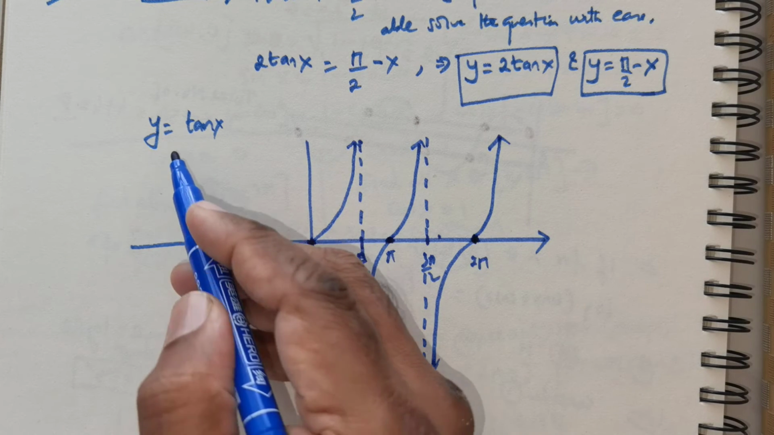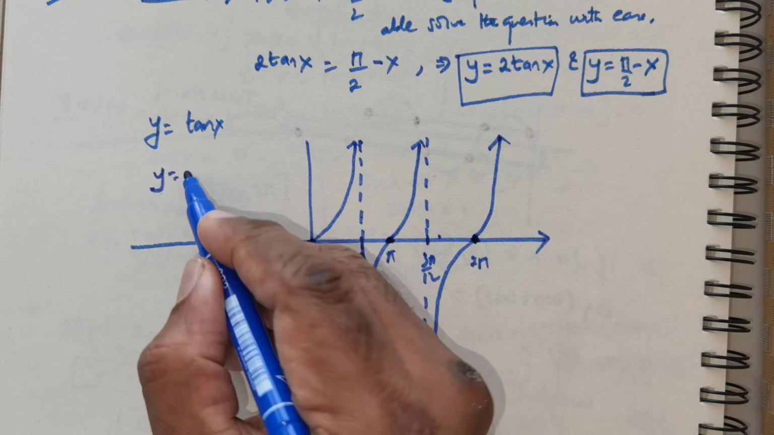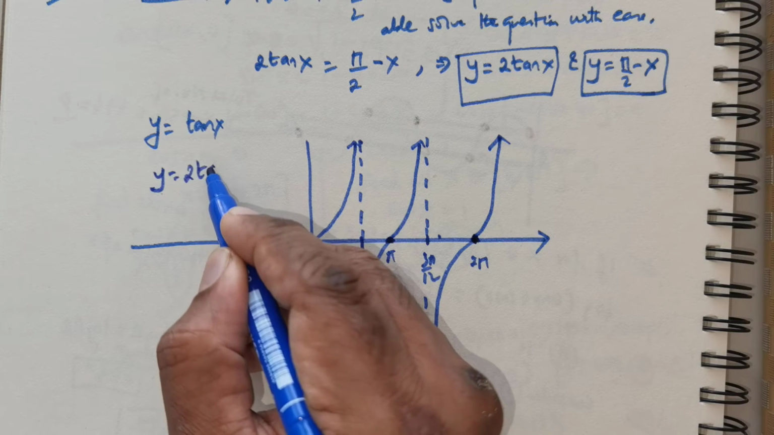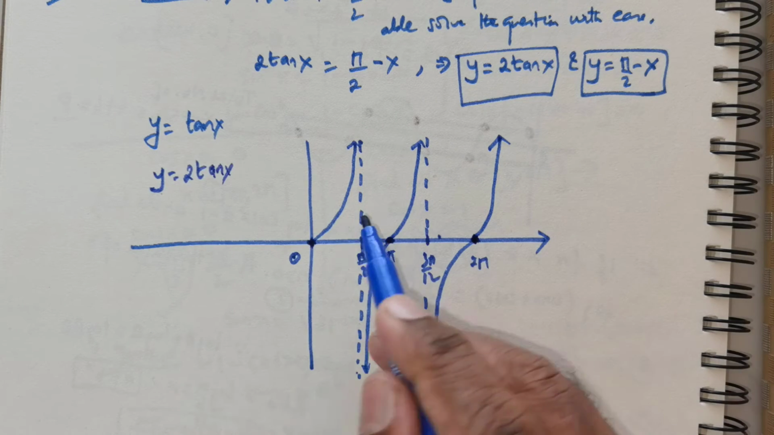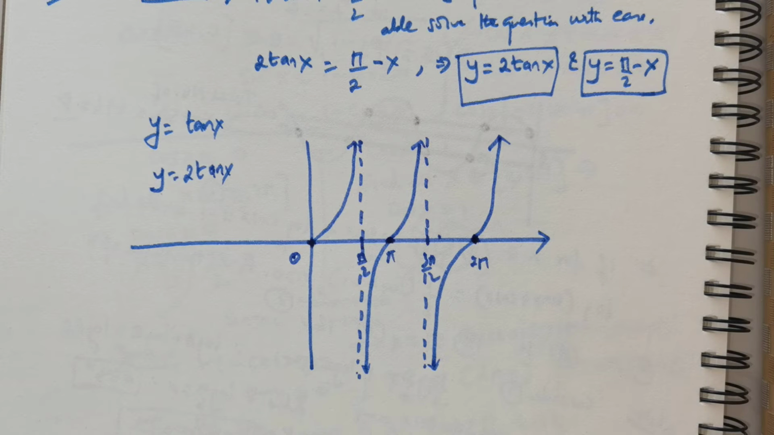Now you might be wondering, you drew the graph for y = tan x, but what about y = 2 tan x? You don't have to worry. The intersecting points and the asymptotes will stay intact. So that is the first step.